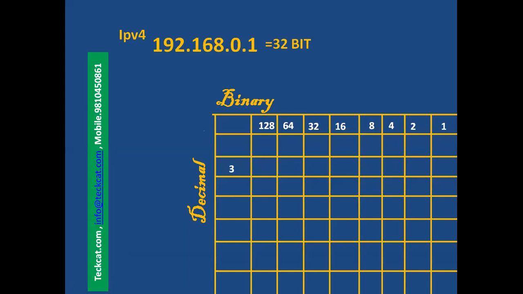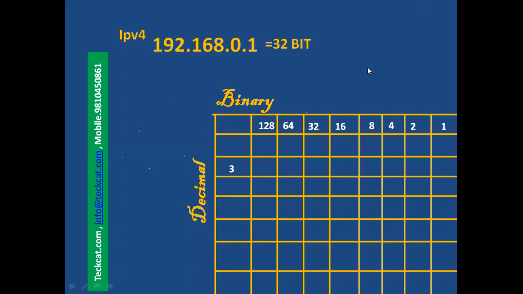So the binary of 3, is it 1100? Sorry, sir, not 1100, it's 0110. Actually, it can be represented like 2 power 0, 2 power 1, 2 power 2, 2 power 3, like that.